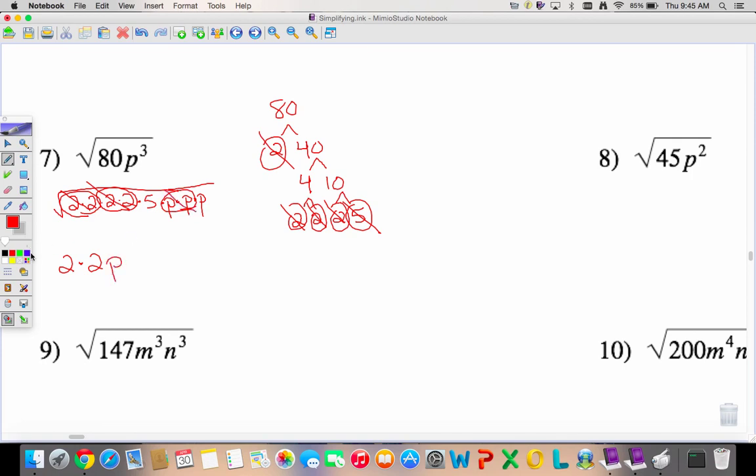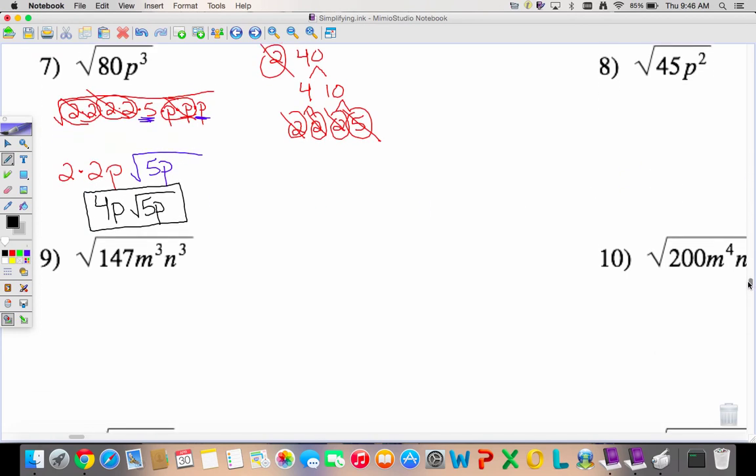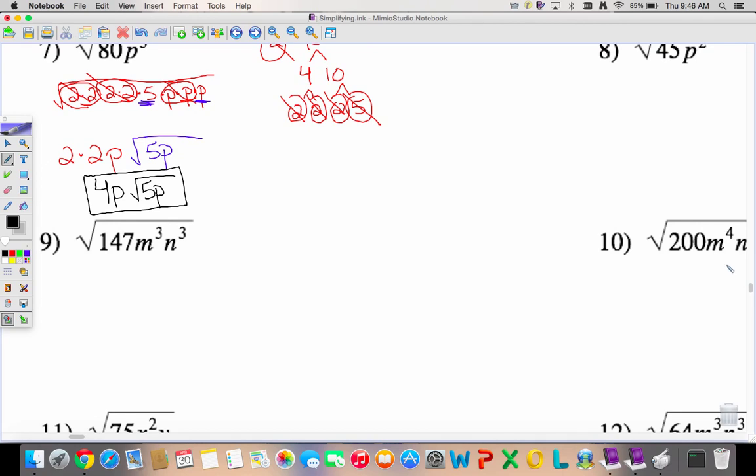So here's a 2, write it down, cross it out. Pair of 2's, write it down, cross it out. A pair of p's, write it down, cross it out. And then you'll notice what you have left over in the square root is a 5 and a p. So in my square root, I'm just going to write 5 and a p. Okay, so to combine for my final answer, look on the outside. The outside you have 2 times 2, which is 4. Don't forget your p. And on the inside, you just have 5 times p. So your final answer here is 4p times the square root of 5p.